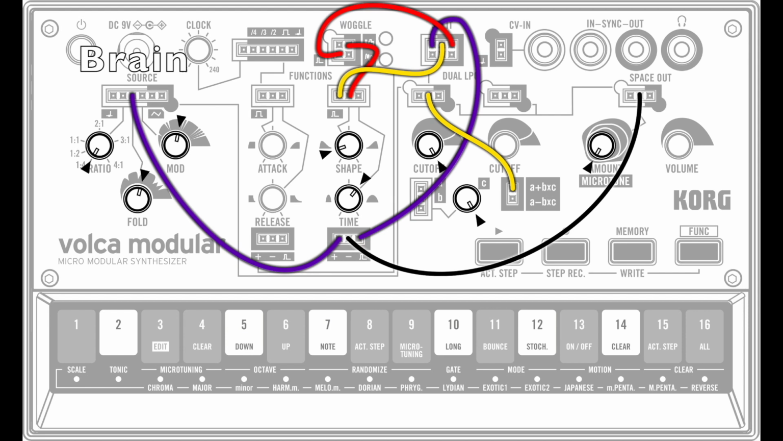A constant volume level is created by connecting the utility A plus B times C output to the LPG1 level input, where the C knob controls that volume level. This allows the carrier wave to be heard without playing a note. The woggle module is triggered each time function 2 completes a wave cycle.